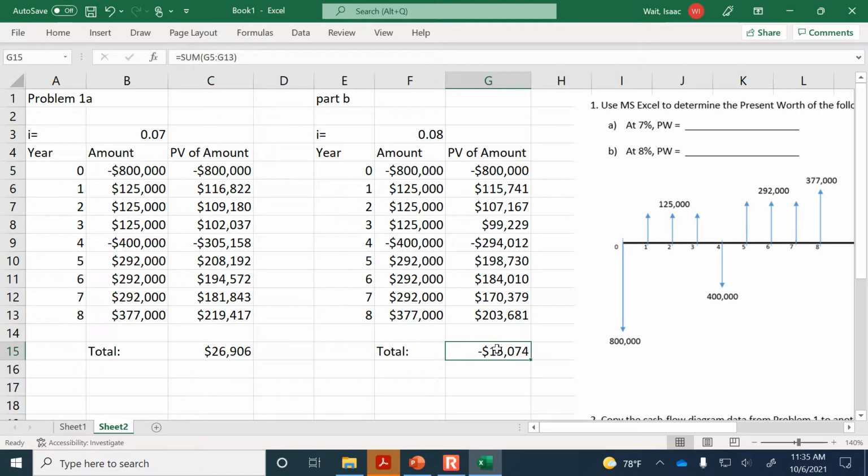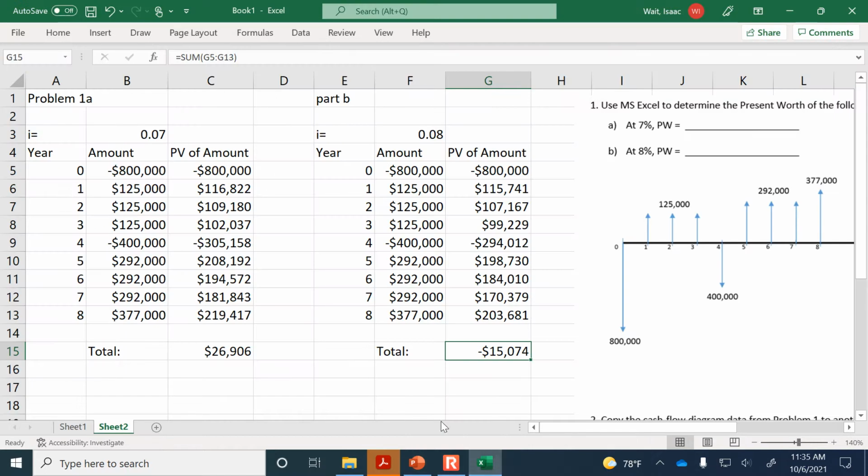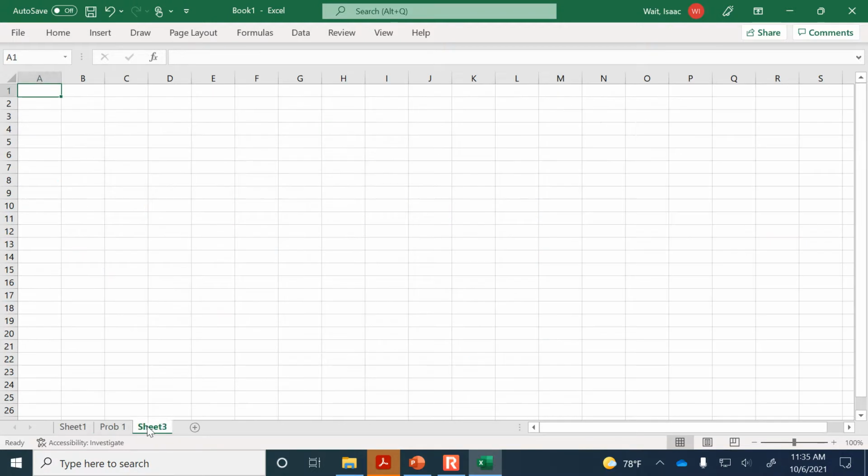So we will lose money if we have to pay 8%. Okay, so now here in part 2, it's saying copy the cash flow diagram data from this spreadsheet to another one. So just so you've got this available, let's call this problem 1, and then we'll create a new workbook that we call problem 2.